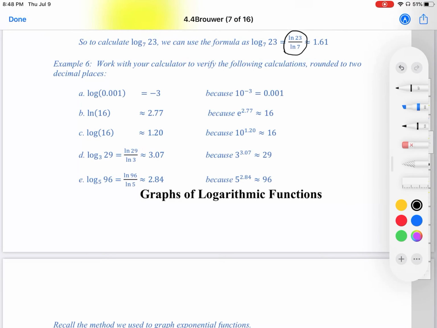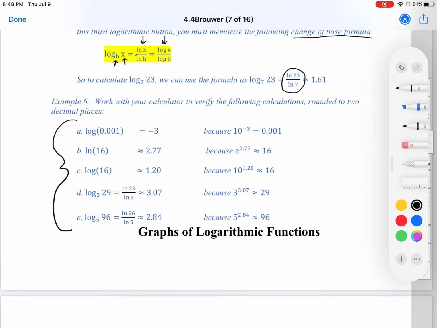Example 6. Work with a calculator to verify the calculations to 2 decimal places. So this is for you to try. Make sure you know how to use your calculator, how to evaluate for these values using the change of base formula above.